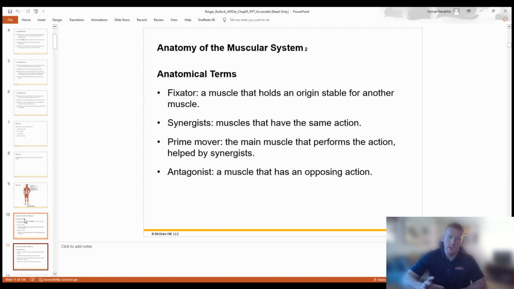The prime mover is the muscle that's doing the primary muscular action. So let's talk about a muscle action. We'll go back to the bicep once again. Let's talk about elbow flexion. What's the prime mover for flexing of the elbow? The muscle that's doing the primary amount of movement or doing the majority of the contraction, that's the bicep brachii. That's the prime mover for elbow flexion.